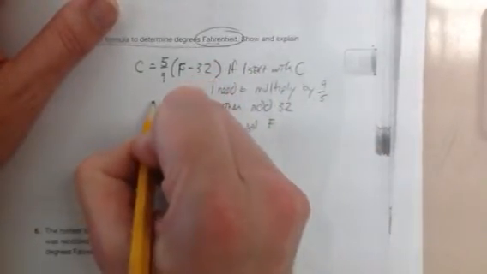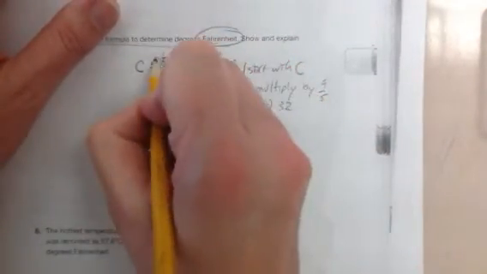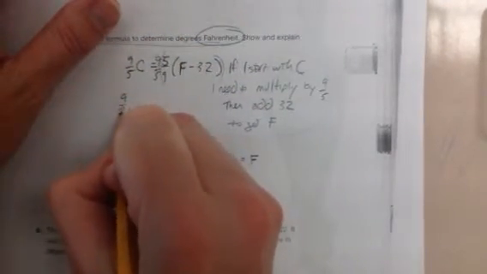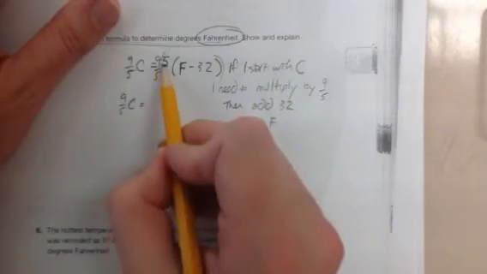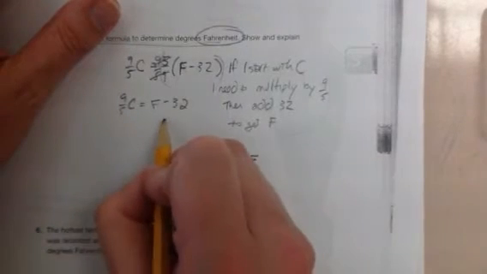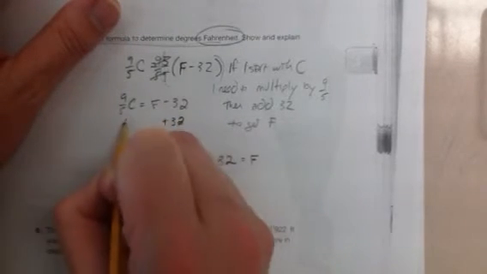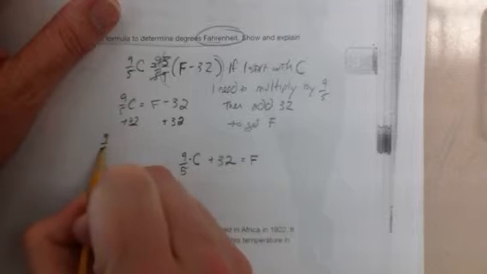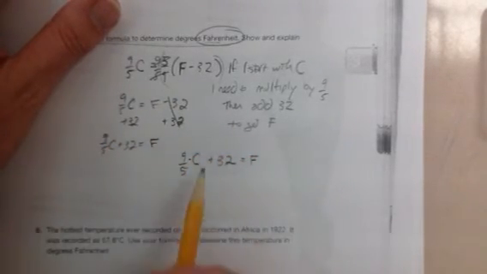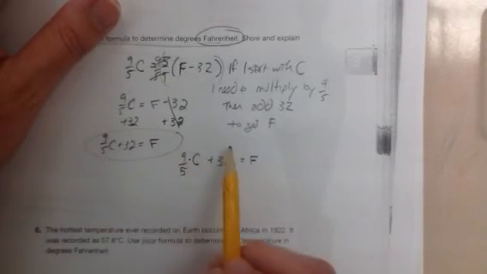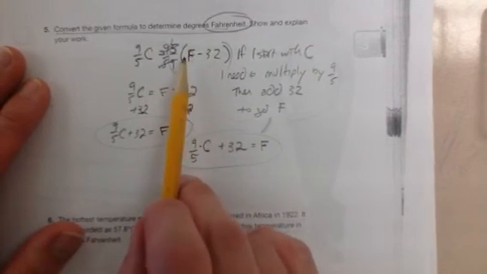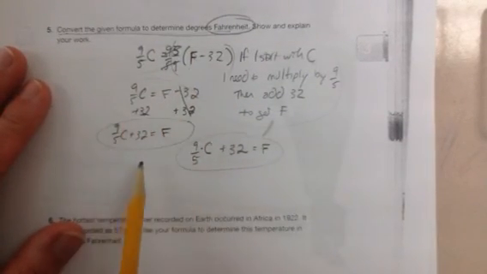I could have done multiply by 9/5 on both sides, right? And then I would get 9/5 C on this side. And these cancel, and I would get F minus 32 on this side. And then I could have added 32 to both sides. And then I would get 9/5 C plus 32 equals, and these cancel, F. So notice that this and this are the same. Here I explained in words what I needed to do to get the F all by itself. And here I used algebra to show it.